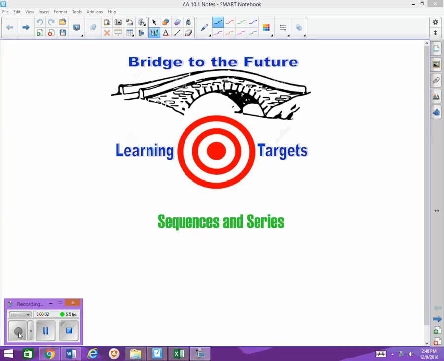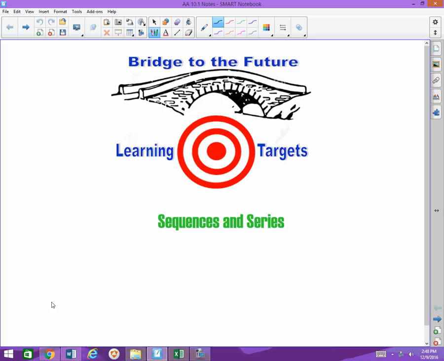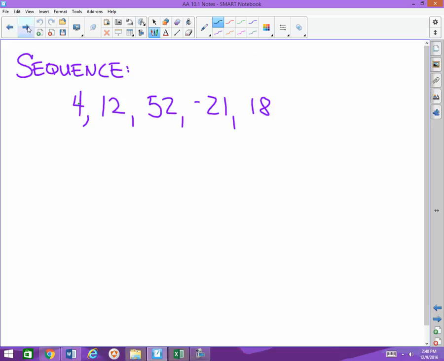Our next area that we're going to cover deals with sequences and series. We looked at sequences back in chapter 1. Well, now we're going to add series to that. First, reviewing a sequence, it's a collection of terms listed in some order.